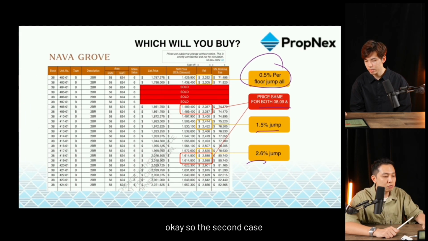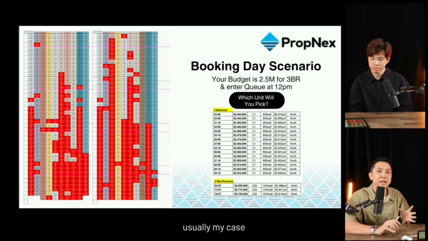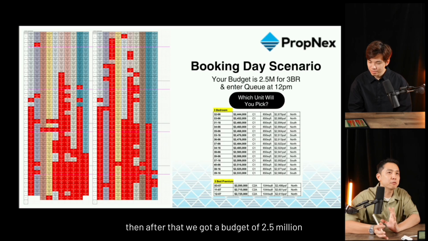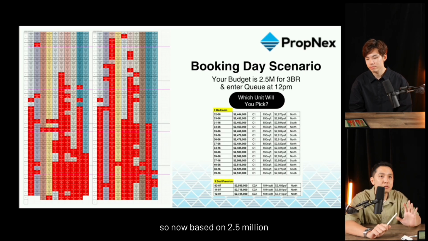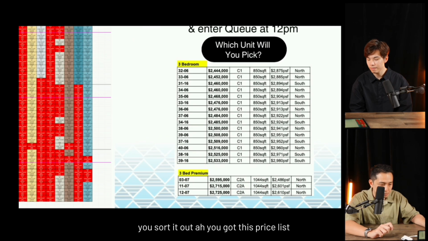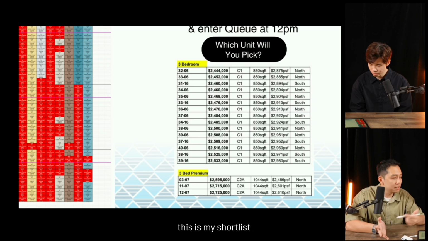Okay. So the second case will be if your queue level is not so good, usually my case. Then we go with a budget of 2.5 million, and enter the queue about 12 PM. You reach there. So now based off 2.5 million, you got this price list. Which one will you go? You go for the cheapest, 3206 at 2.44 million, because this is something that I want to buy. This is my short list.